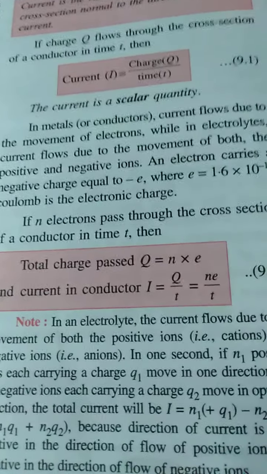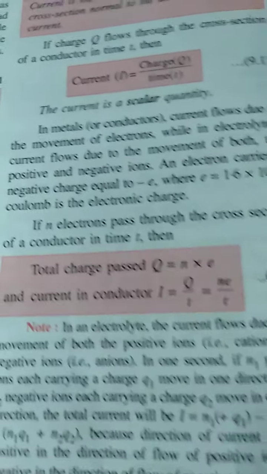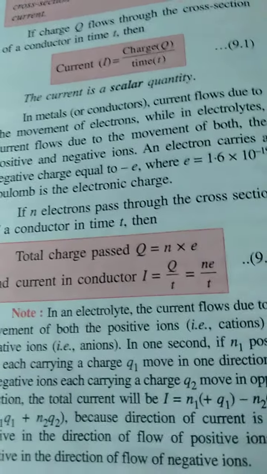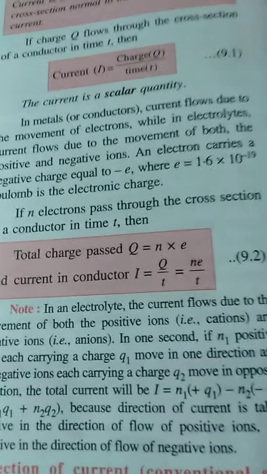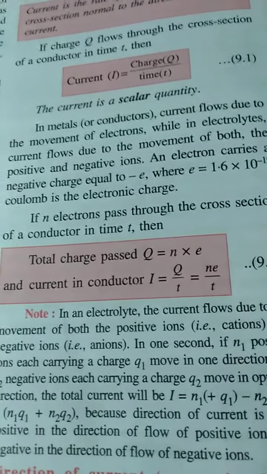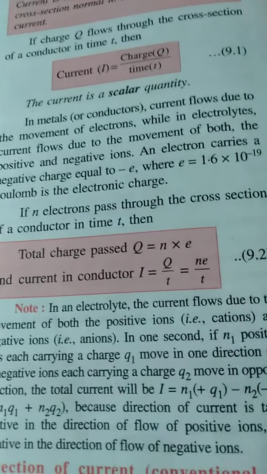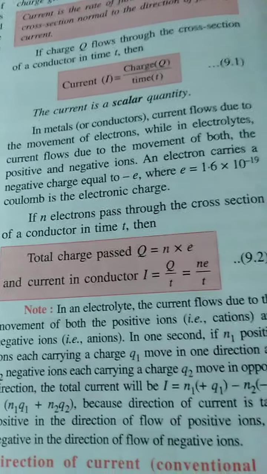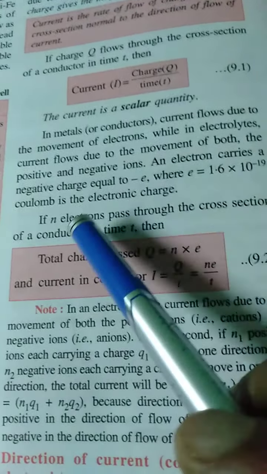We know that. What is the basic difference between a metal and non-metal, insulator and conductor? The presence of free electron. The presence of a large number of free electrons in a metallic conductor makes it a conductor. Okay, that current can pass through it only because it contains a large number of electrons.